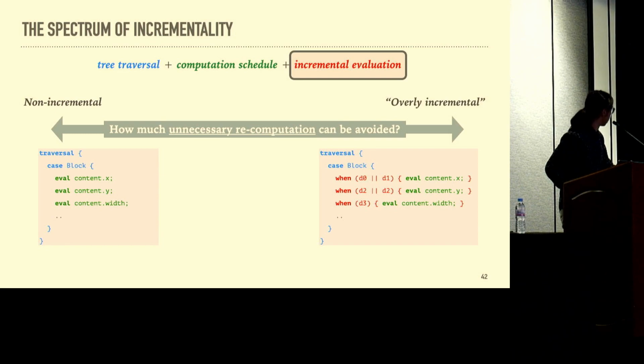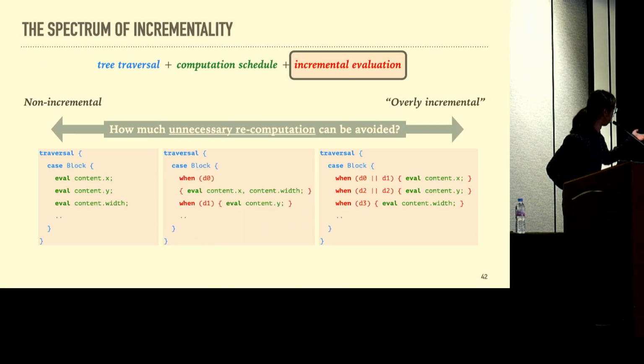But in reality, a lot of the attributes are semantically related, which means that their recomputation can be grouped into blocks. For instance, here is one possible grouping, which groups the horizontal attributes into one group and the vertical attributes into another. So synthesizing efficient incremental traversals requires exploiting the semantic relationships among the attributes while minimizing what are called unnecessary recomputation.